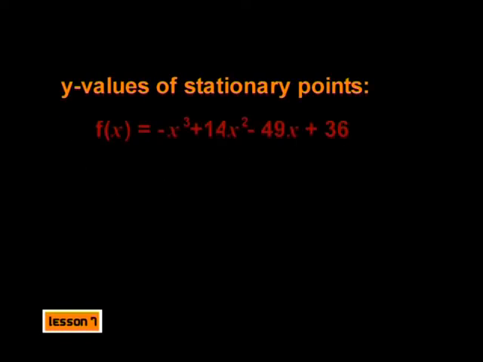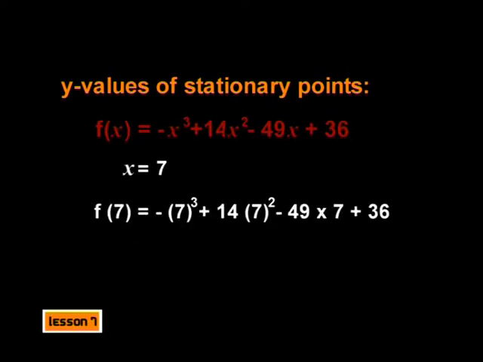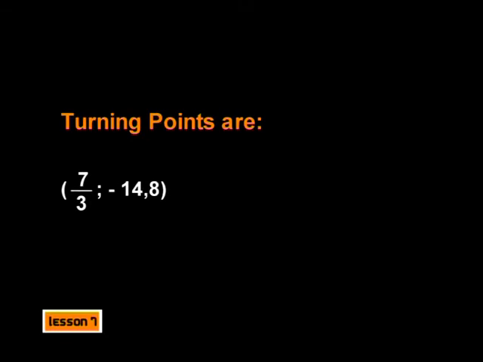Now the other point, when x is equal to 7, then f of 7 equals negative 7 cubed plus 14 times 7 squared minus 49 times 7 plus 36, which is 36. So the turning point is 7 and 36. Let me add that to the sketch.